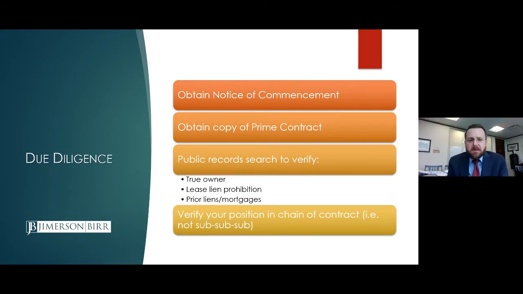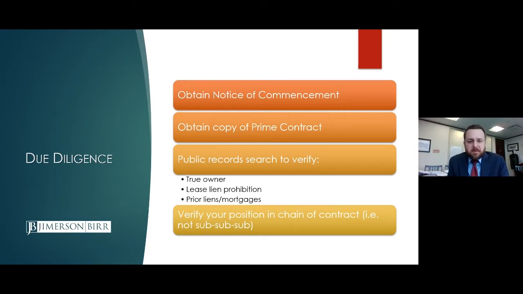The first step or phase we call due diligence. There's some investigation and analysis that you need to do, or you should do, as soon as you get a contract, as soon as you start on a project. The first step, get a copy of the notice of commencement. Also get a copy of the prime contract.